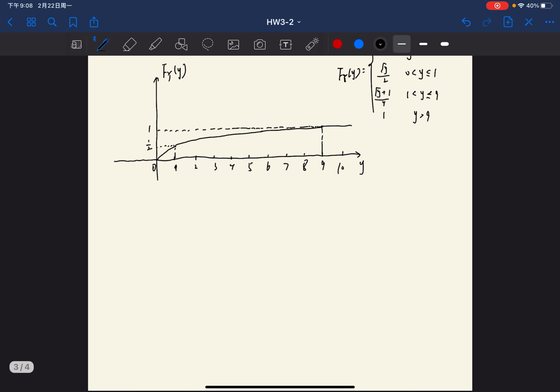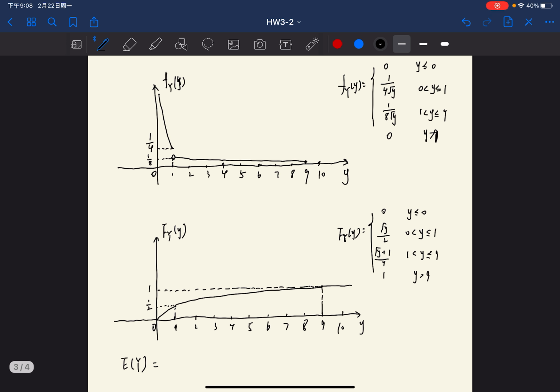In the last question, we need to calculate the expectation of variable capital Y. And this also should be calculated by using the probability density function, and we can find that this should be calculated by this, plus the part when y is between 1 and 9. Sorry, should be y. And we can calculate the integral of these two parts, and the result is 7 divided by 3. So this is the answer to the second question.